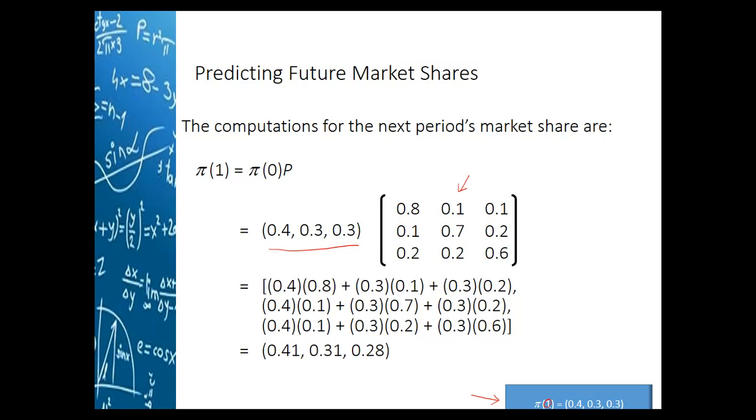Basically you do the calculation normally. Just multiply your matrices together, and then this is your final values for period 1. This is the market share for store A, this is the market share for store B, and this is the market share for store C.